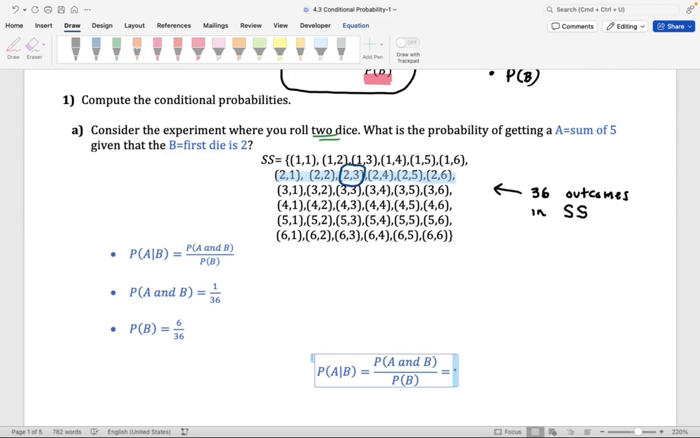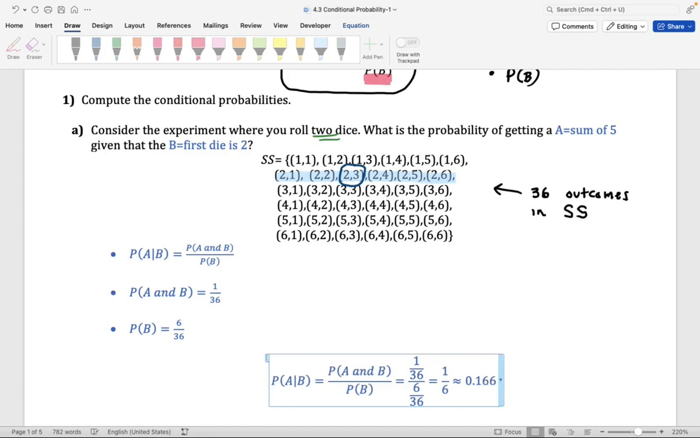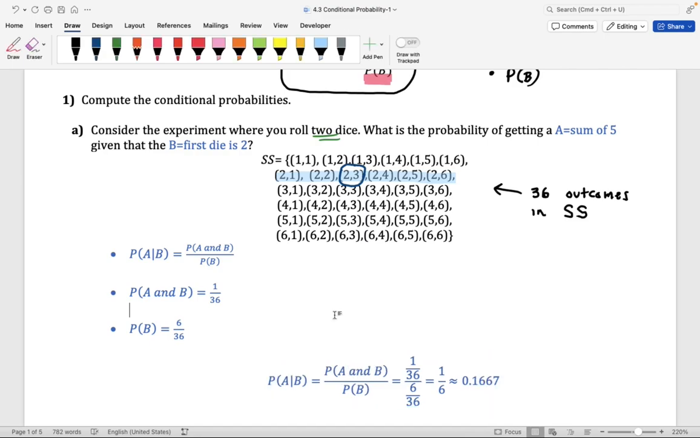With this, you can compute the conditional probability. Go ahead and use our formula. The probability of A and B is 1 divided by 36. The probability of B is 6 divided by 36. Go ahead and type this on your calculator. You should be getting 1 out of 6, which is equivalent to 0.1667.